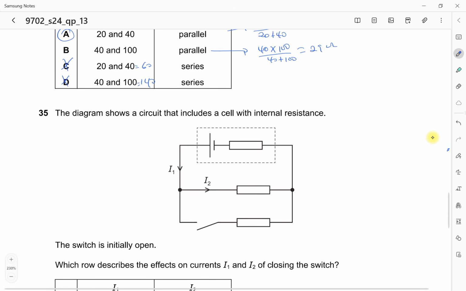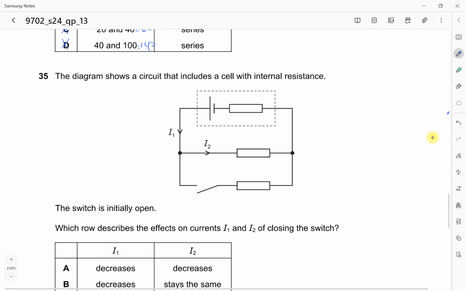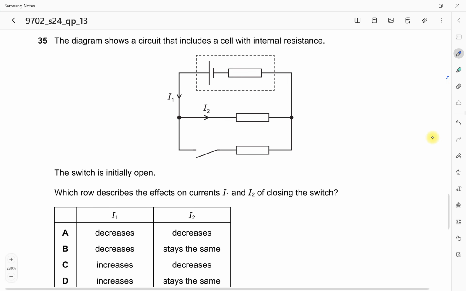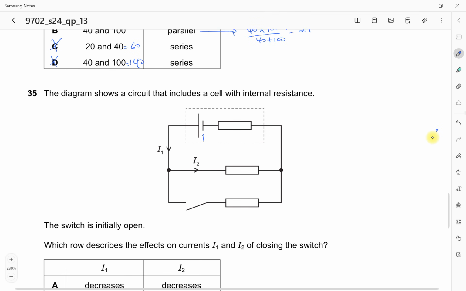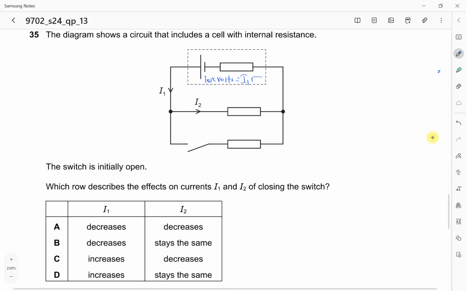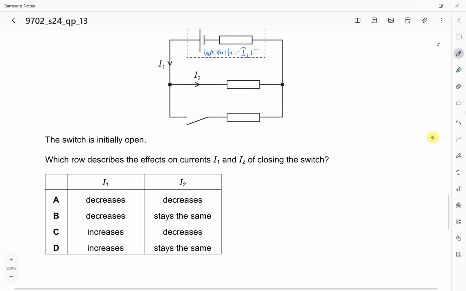The diagram shows a circuit that includes a cell with internal resistance. So if a cell has internal resistance, there are lost volts here. And the lost volts is equal to the current, which is going to be I1 times the internal resistance R. The switch is initially open. Okay, so if the switch is initially open, in this case I1 is the same as I2.